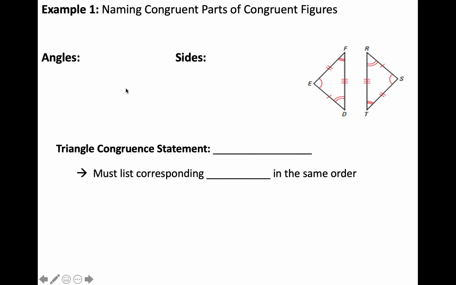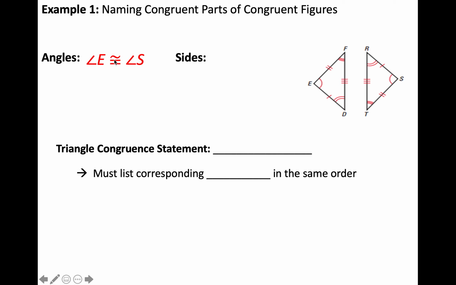Now, some of the questions will ask you to name the congruent parts of congruent figures. What are the congruent parts? We have angles, we have sides. Remember, an angle can be one or three letters. A side is always two letters. Okay, angles, we can go ahead and pick any of these angles. I will pick the one with the first arc, one arc. So angle E, I'm going to have the one arc on this, on the second triangle. That's angle S.